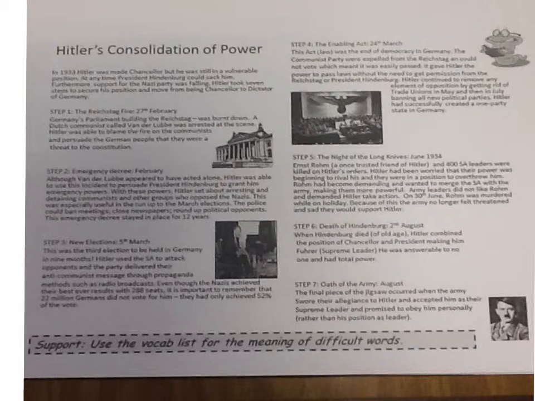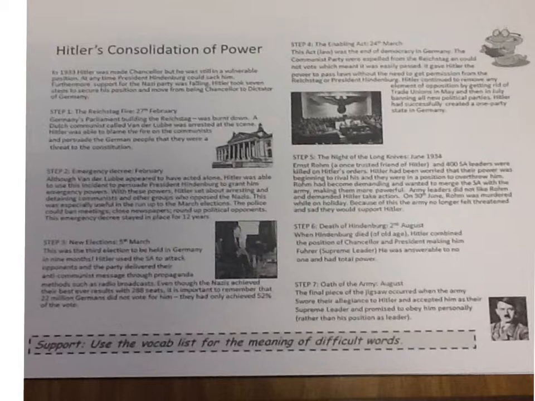With these powers, Hitler set about arresting and detaining communists and other groups who opposed the Nazis. This was especially useful in the run-up to the March elections. The police could ban meetings, close newspapers, and round up political opponents. This emergency decree stayed in place for 12 years until the end of Nazi Germany.